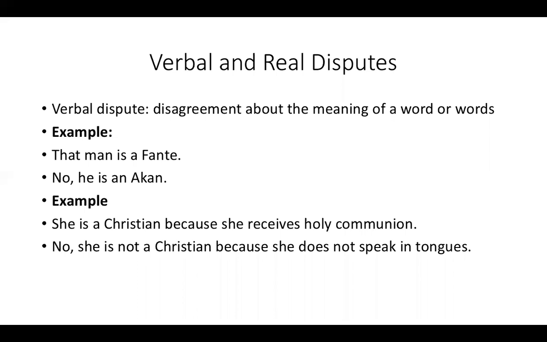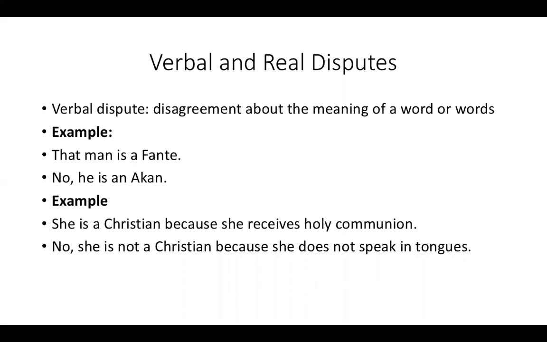So when you have a disagreement because someone doesn't know the proper meaning of a word, or someone doesn't know all that a word implies, then what you need to do is to sort out that disagreement. You simply say that a Fanti is also an Akan, and then the whole disagreement would vanish.